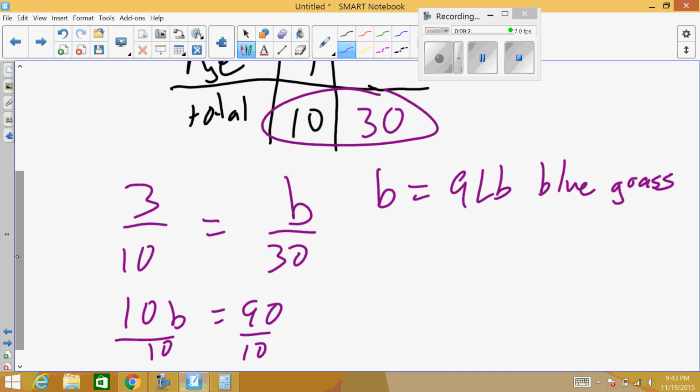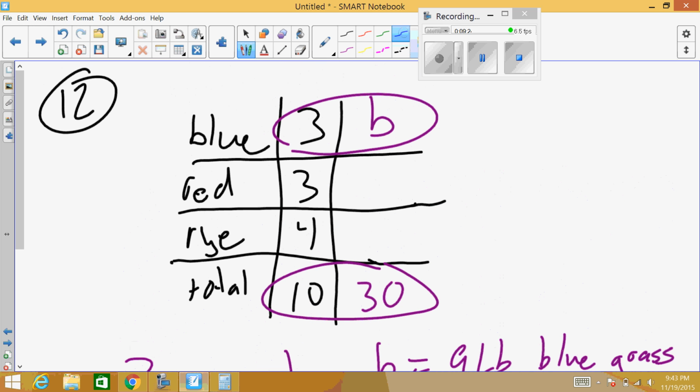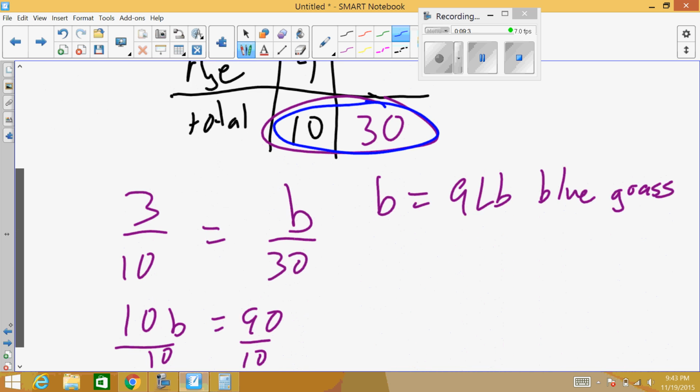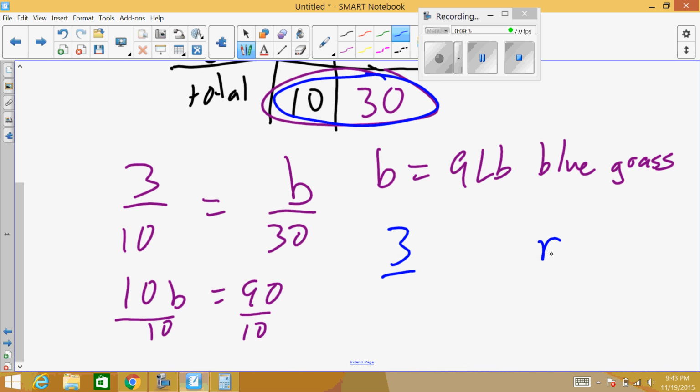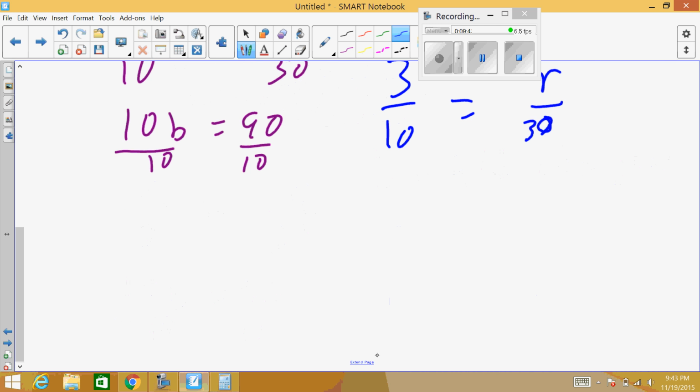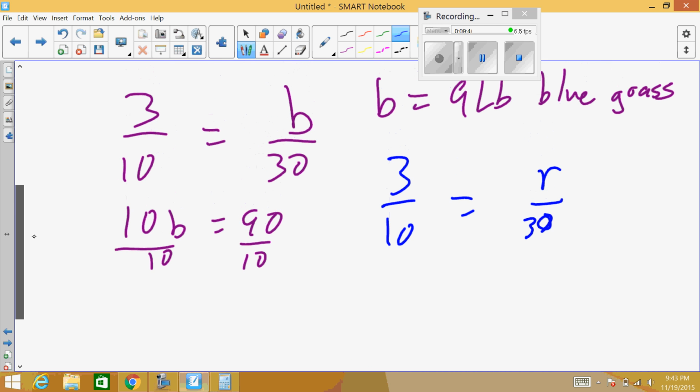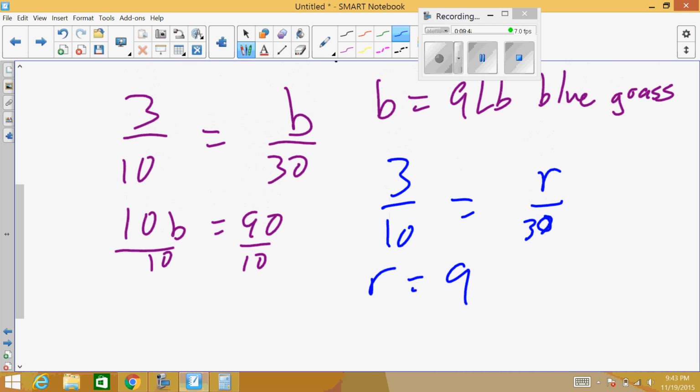Okay, let's go to my next column. Let's put an R in there for red. Now I'm going to use my row with my red. I'm going to use my row with my total. 3, R, 10, 30. Hey, that's exactly the same proportion we had for bluegrass. I don't need to do all the cross multiplying and dividing again. I know that R has to be 9 pounds of red fescue. Perfect.